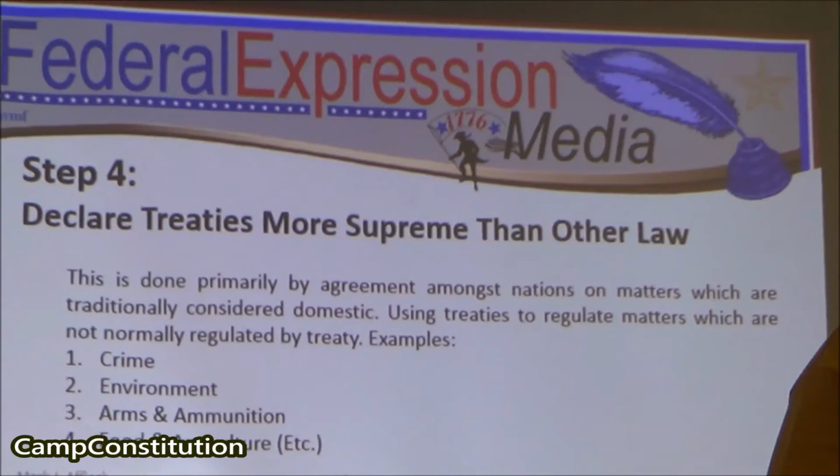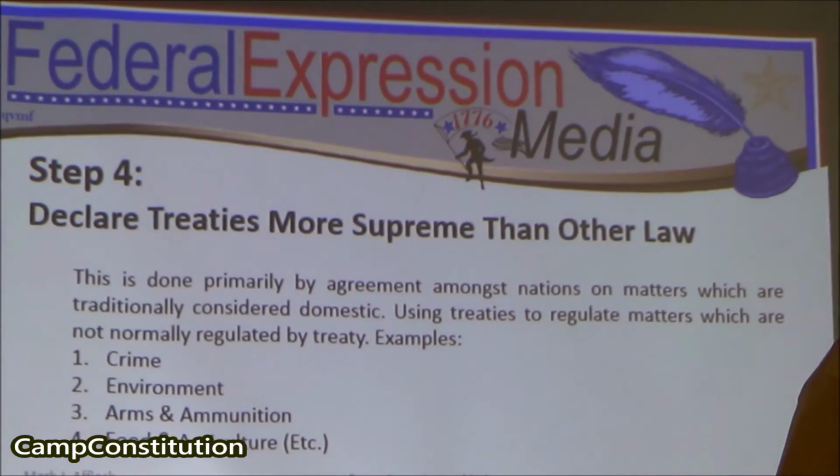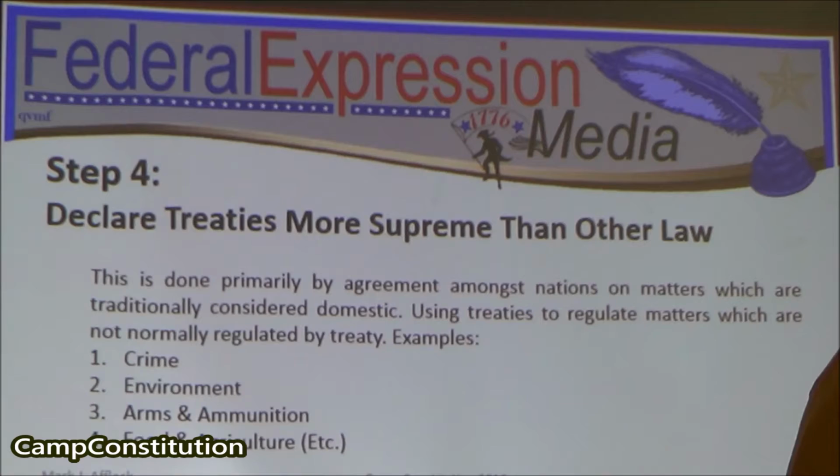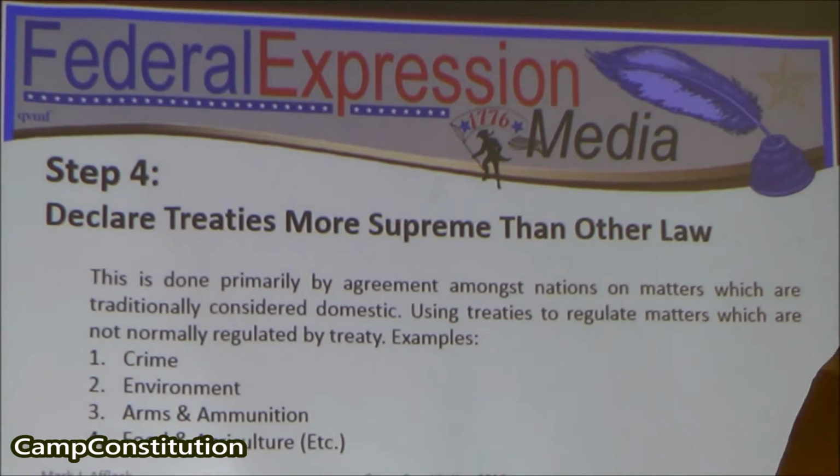Step 4, we're supposed to. He wants his friends to declare treaties more supreme than other laws. We've already talked about this, but if you look at what they're doing here, the idea that treaties are more supreme than other laws is really primarily done by agreements among nations on matters which are traditionally domestic. Okay? Crime, the environment, arms and ammunition, food and agriculture. These are things that are typically regulated by a nation through its legislative branch, not through treaties.